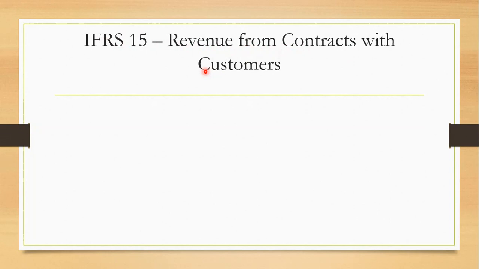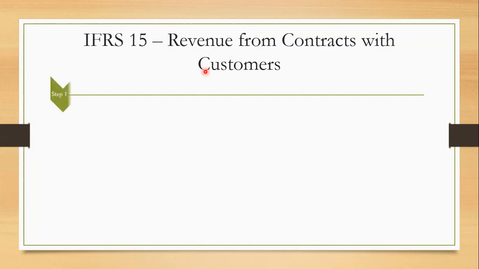The main feature of this accounting standard is the five-step model. That is, this standard has introduced a model called the five-step model in order to give proper guidance on how to recognize revenue in the business. Let's first try to understand what the five-step model is.